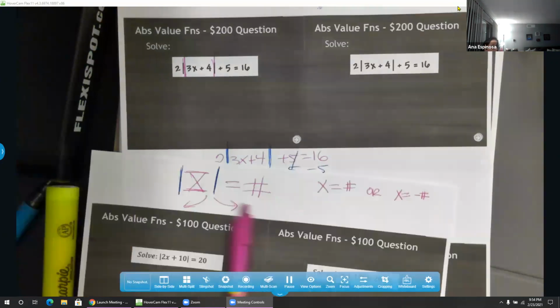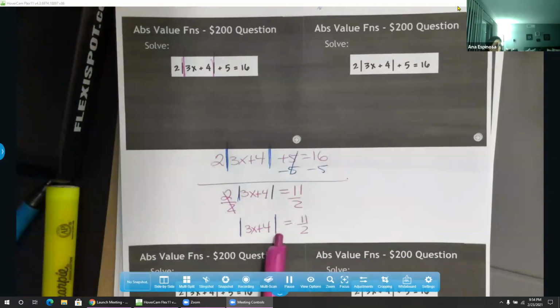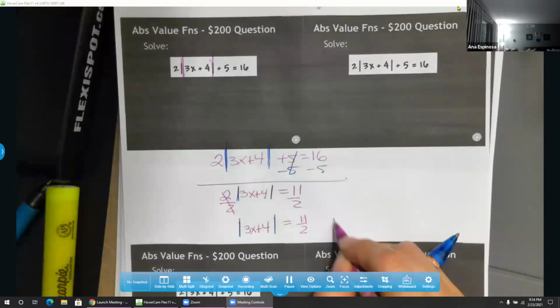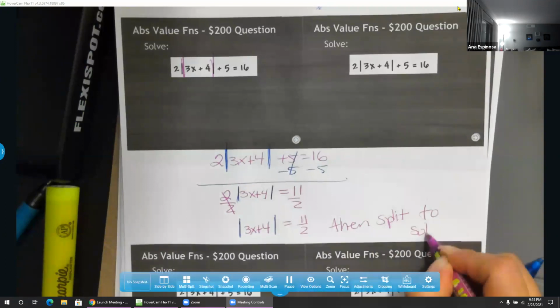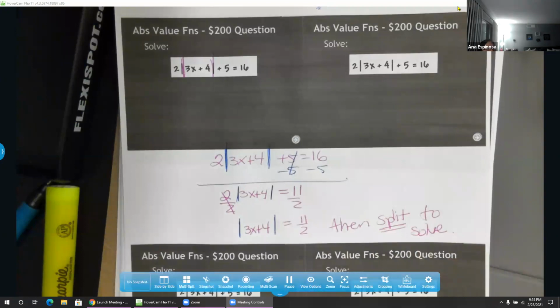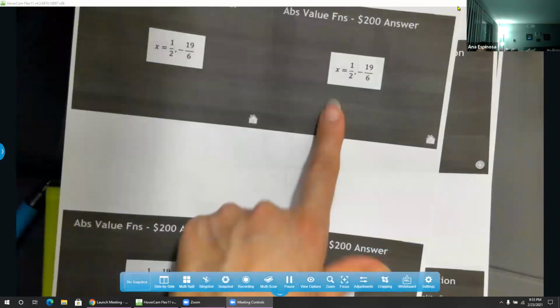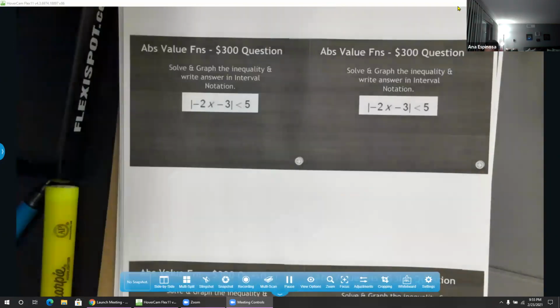You make one equation by dropping the bars. That's one equation. And the second equation is dropping the bars and making this negative and solving. Okay. Then split to solve. The splitting means two equations. Don't just do one. It will be incorrect. When you solve, you should be able to get these two answers. So you go ahead and you do that and you come with your questions on Thursday.